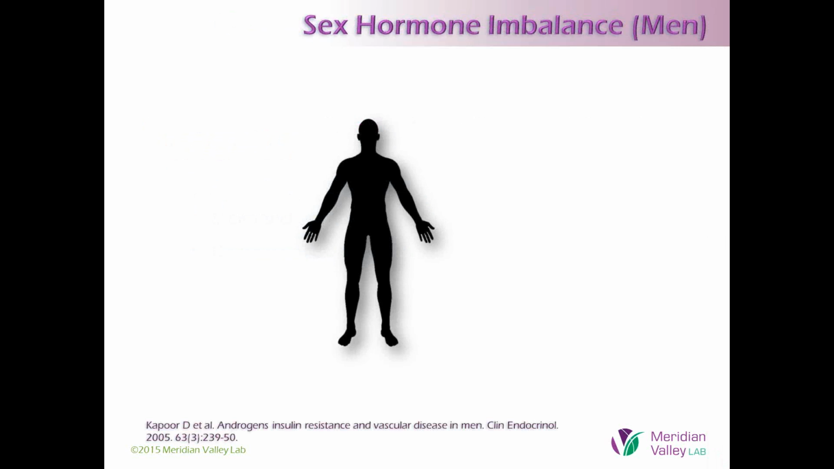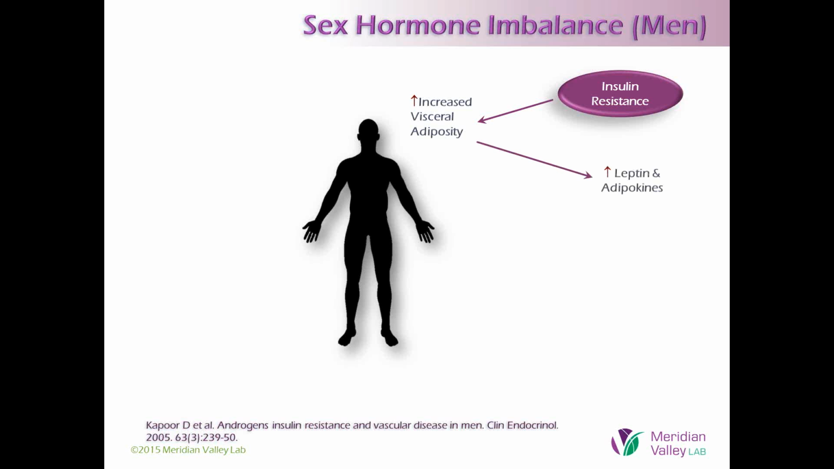So to illustrate this, I'd like to show you a few ways that this works. With a high insulin signal, we have increased visceral adiposity. There are many steps in that chain. I'm sort of jumping ahead there, but we've already looked at this relationship. And from that increased visceral adiposity, we have increased leptin and adipokines.